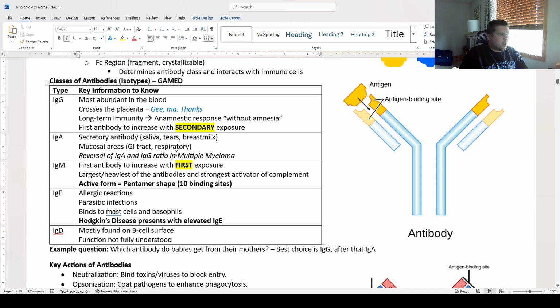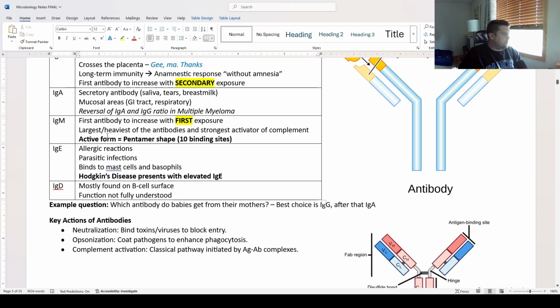When we talk about the condition multiple myeloma, we talk about the AG ratio reversal. This is what we're referring to. The number of IgA, because IgG should be the most abundant in the body. If we take the blood and it's actually IgA, that's a sign of multiple myeloma.